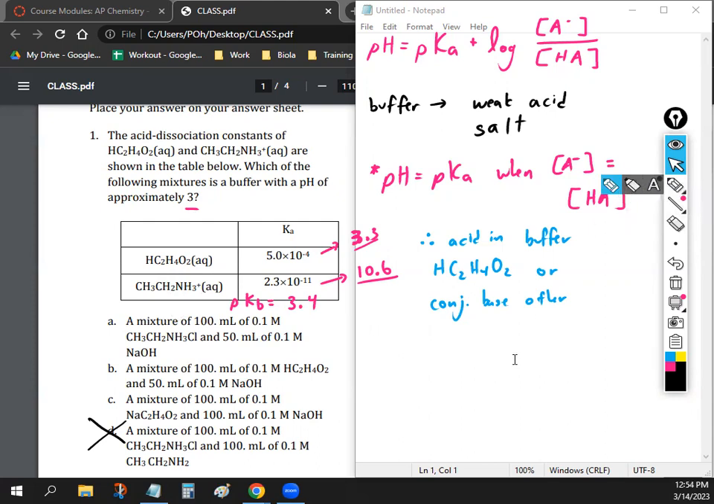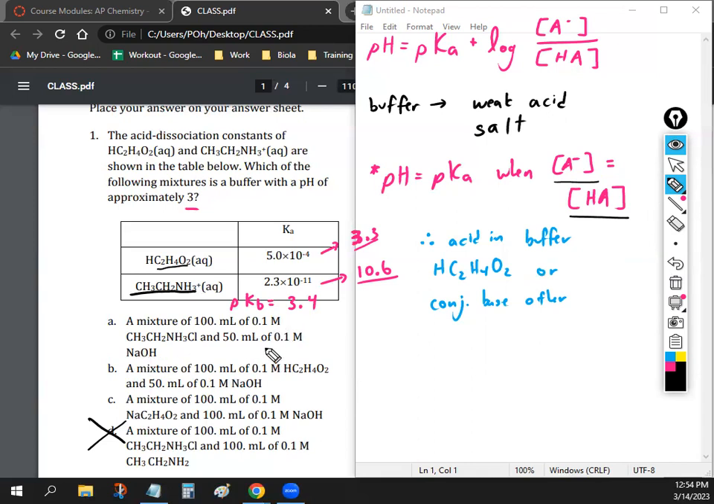So let's go through the options now and figure out which of these mixtures is going to be the buffer that has a pH of 3. We're going to be looking for something where this is going to equal that. Let's take a look at the first option. Here you have a common ion right here that's bonded to Cl. So this is going to be your salt, and this is going to be your base.